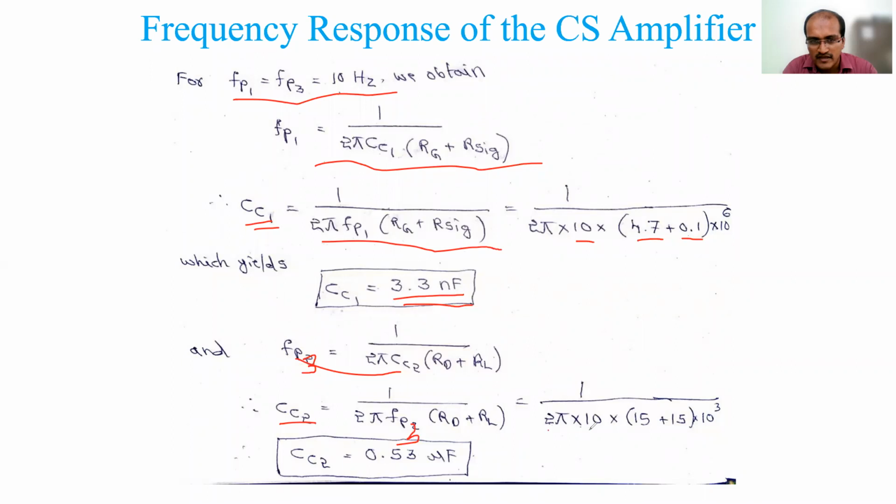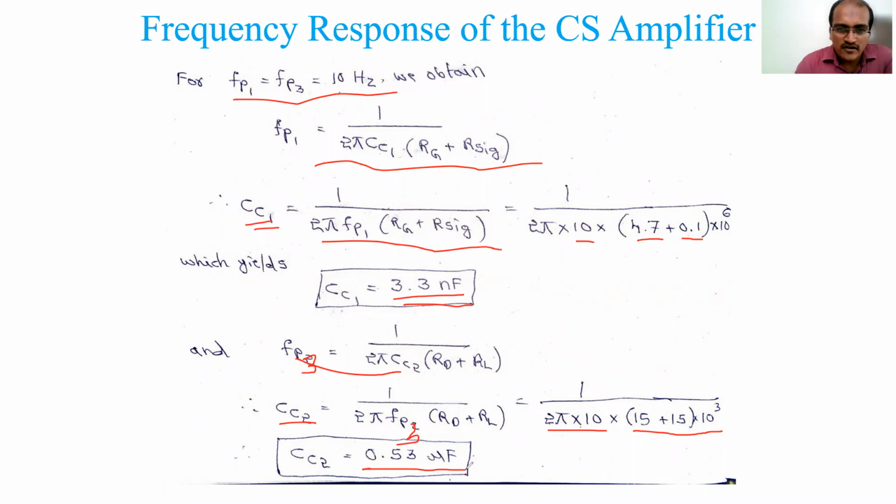Substitute the values now. 2π, FE3 value is 10, and RD plus RL, both values are the same, 15 kilo ohm, right? 15 plus 15, and outside I have kept 10 to the power 3. Since the resistor value is in kilo ohm, the capacitor value comes in microfarad. See the difference. If you have a mega ohm resistor value, then the capacitor value should be reduced. That's why this combination we call the time constant, RC. So this is the answer for CC2, 0.53 microfarad. I hope it is clear. The three frequency formulas we have used, and we have found CC1, CC2 and CS.